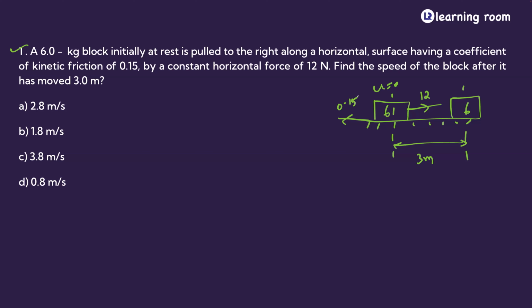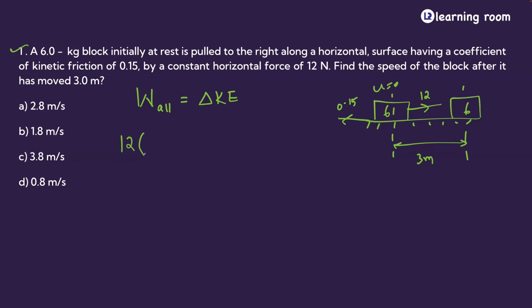So there are 4 forces acting on the system: pulling force, frictional force, normal, and weight. If you observe, normal and weight are perpendicular to the displacement, so they don't do any work. Work done by all forces is equal to change in kinetic energy. So what are all the forces that are causing the displacement?